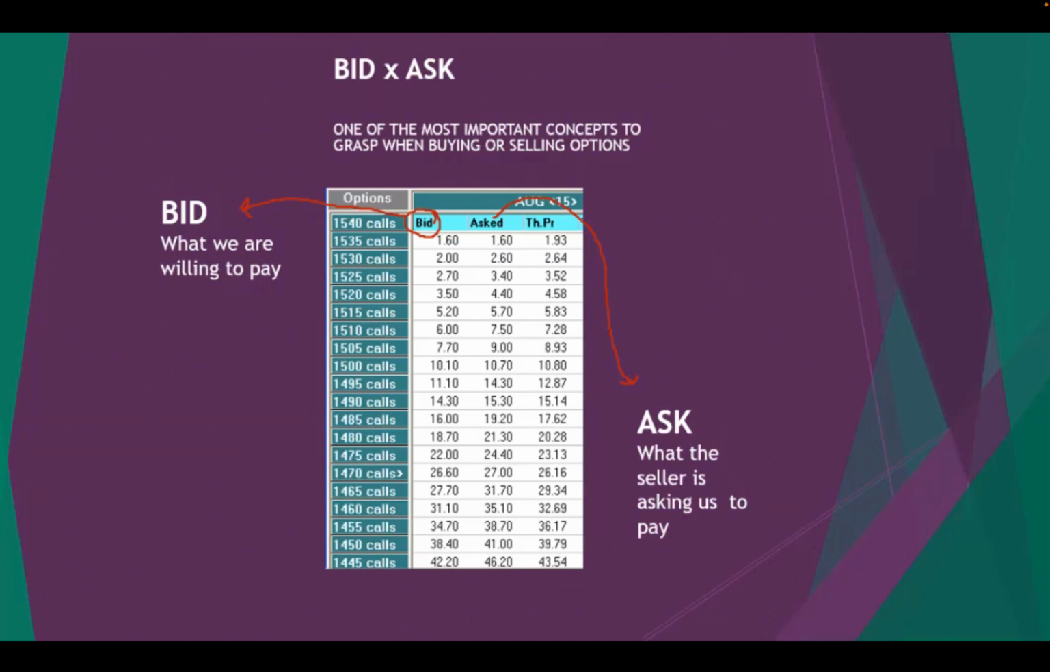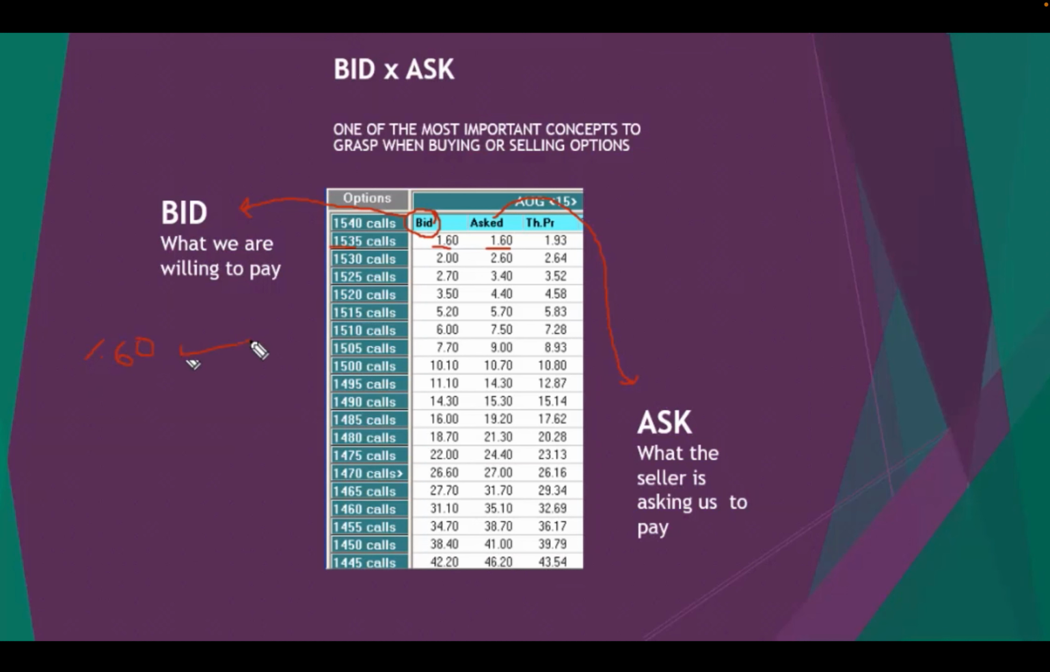So you can look and see, look at the 1535 call. The bid is 160 and the ask is 160. So you put an order in at $1.60, you're going to get filled at $1.60. That's called a very tight spread, super tight.